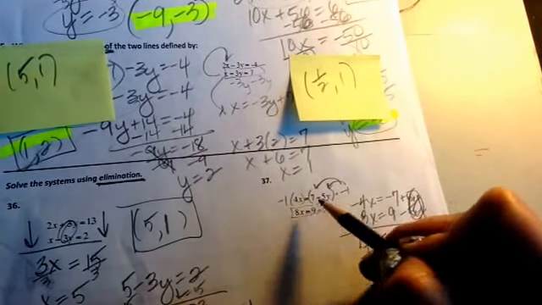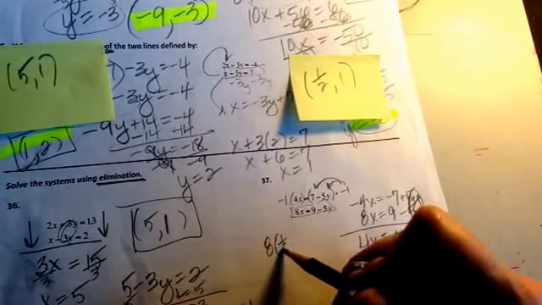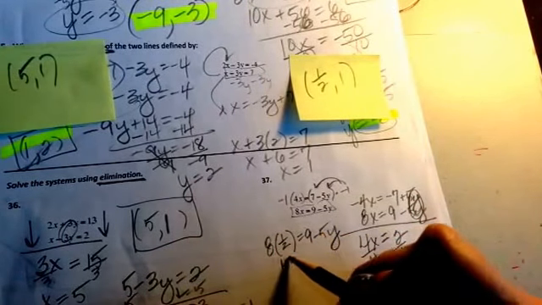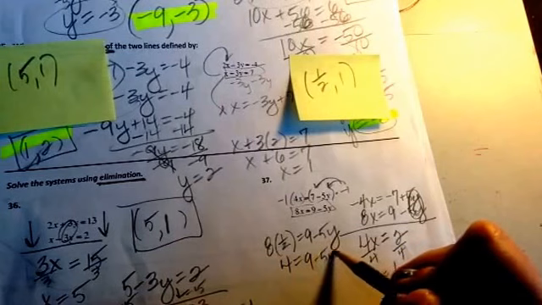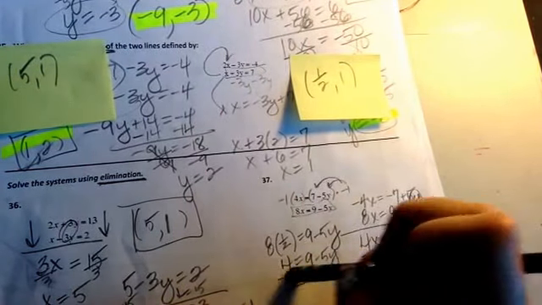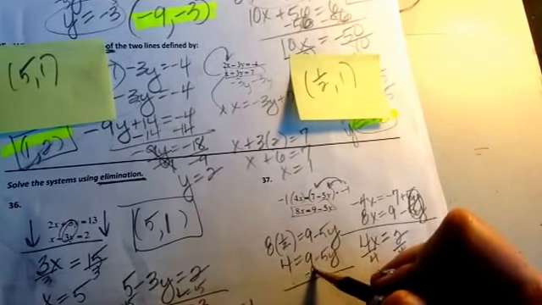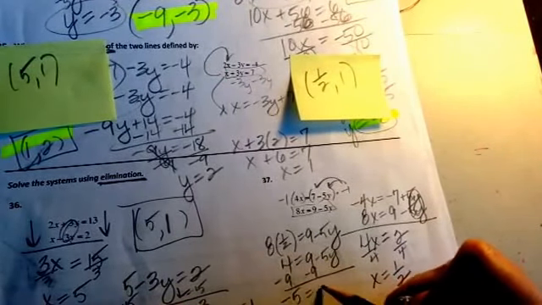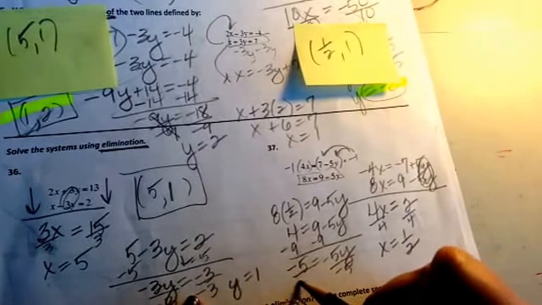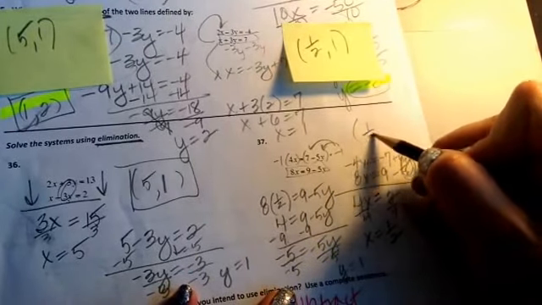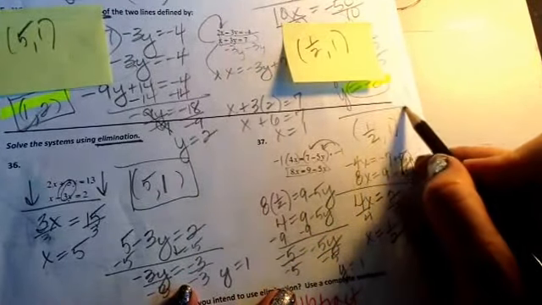I'm going to use the bottom equation. 8 times a half equals 9 minus 5y. 8 times a half is 4. That's not what I wanted to do. I'm going to take 9 away from both sides. Negative 5 equals negative 5y. If I divide both sides by negative 5, I'm going to find that y is 1. My solution is a half, comma, 1.